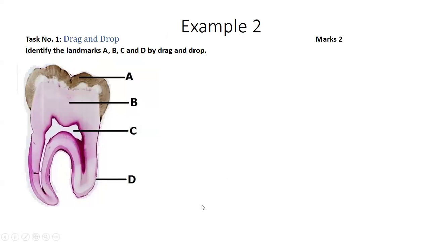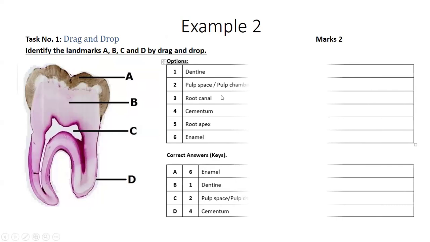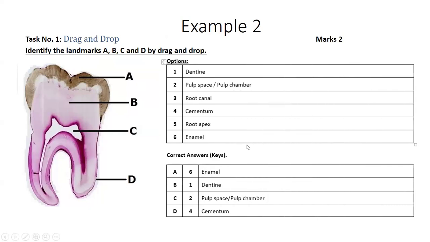Moreover, there is another example in which you can see identify the landmarks A, B, C, and D by drag and drop. Again, there are 5, so they have given 6 options. So 2 will be the wrong ones. And then you have to mention which one is what. 6 is for A, 1 is for B, 2 is for C, and 4 is for D. So this is how you have to mention it.